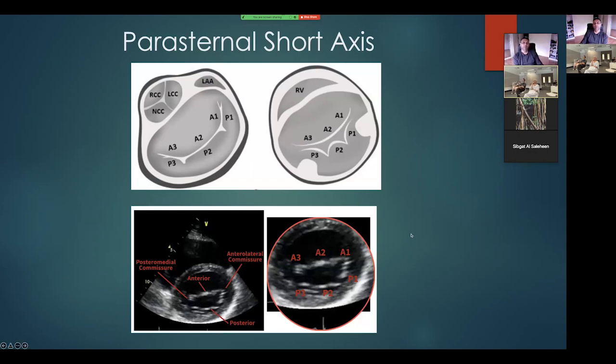So let's talk about parasternal short axis view, which is the most straightforward view. Again, towards the aortic valve, that's anterior, the other one is posterior. And this is the view which has all the scallops. And this is the left atrial appendage, so that's why this should be A1 or P1. So on the short axis, this is the mitral valve view, and you can see all the scallops in one view. So A1, A2, A3, P1, P2, P3. A1, P1, lateral structure. A3, P3 is a medial structure.